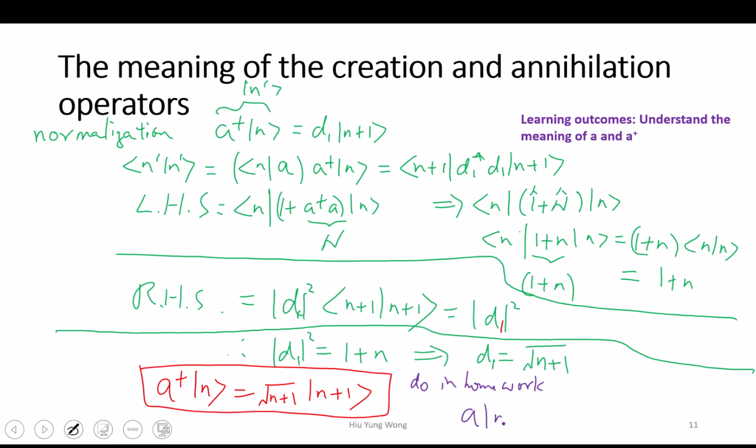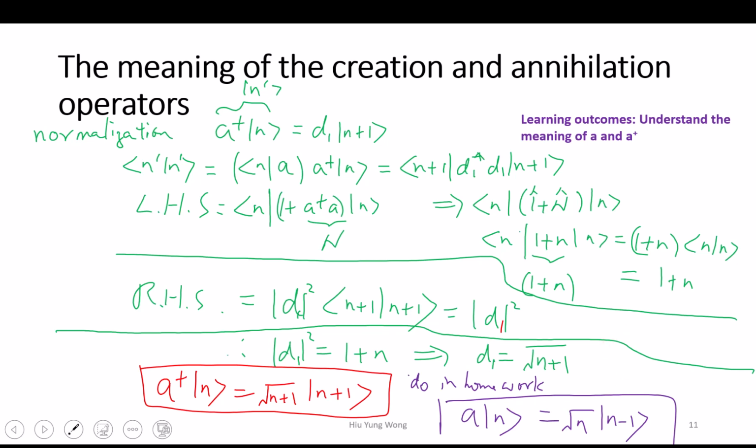What is A operates on n? What do you want to guess? What is that? N minus 1, that is correct. But instead of n plus 1, it is square root of n. Just do the normalization, you will get it. Follow the same approach that I have done.